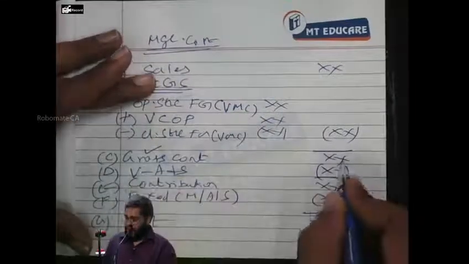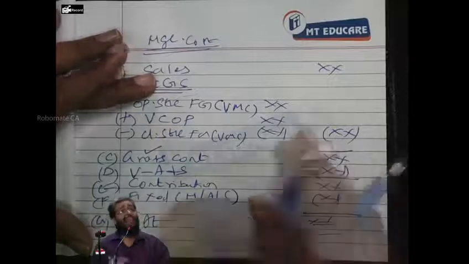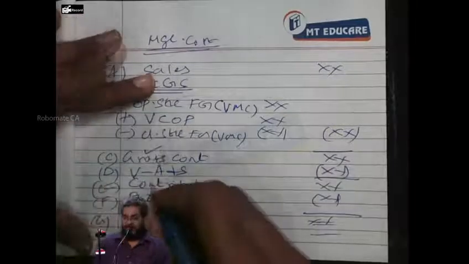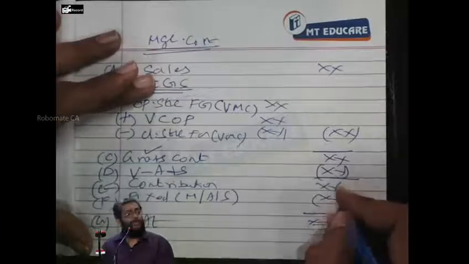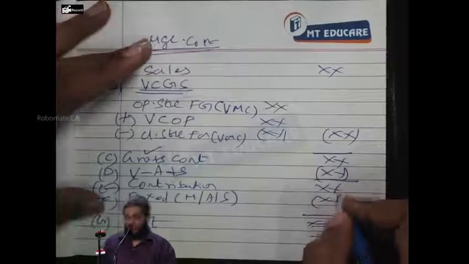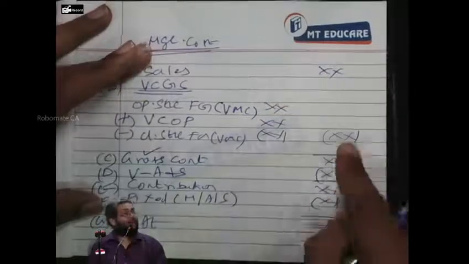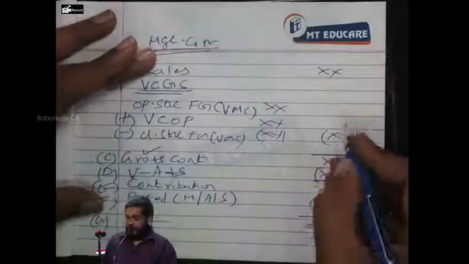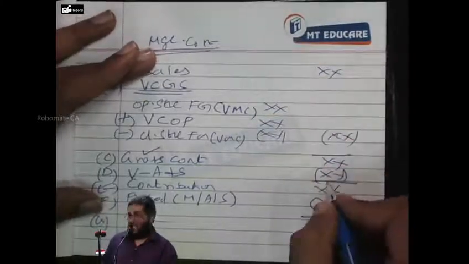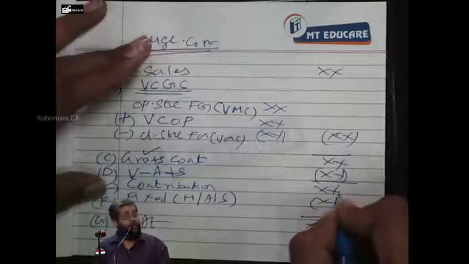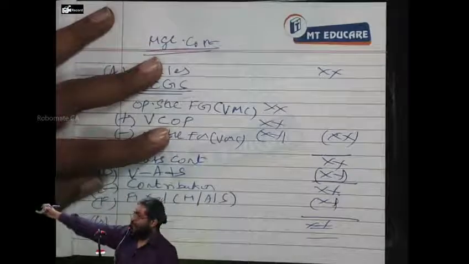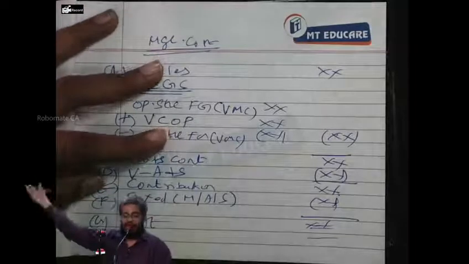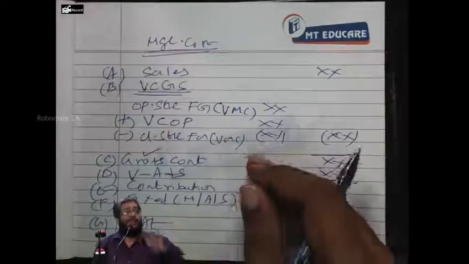Now, from the gross contribution, what is the other variable cost here? Selling and administration expense. From the gross contribution, if I reduce selling and administration variable expenses, I get contribution. Yes or no? So this number is sales minus variable cost. The variable cost includes variable manufacturing cost and variable selling and administration cost. From contribution, what should I reduce? Fixed cost. What are the three fixed costs here? Fixed manufacturing cost, fixed administration cost, fixed selling cost. When I knock them out, I get the profit of the company.